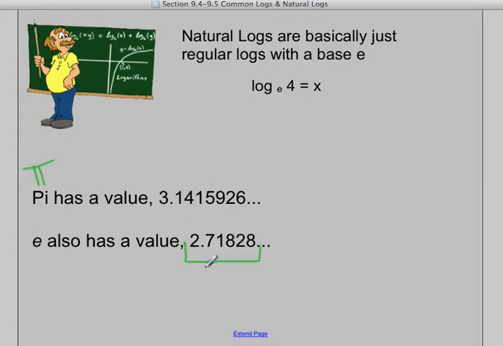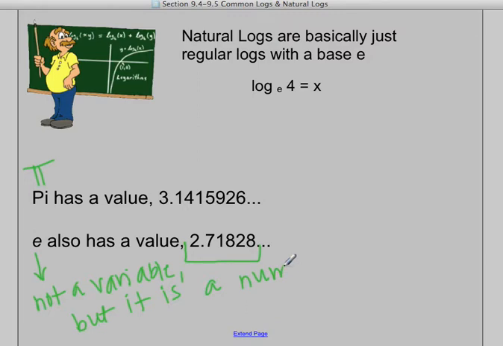So e is just another number, just like pi is. e is not a variable like x, but it is a number. And if you wanted to see it on your calculator, you would go to your e button and go e to the first, and it will give you 2.71828, and it might even give you more decimals than that.